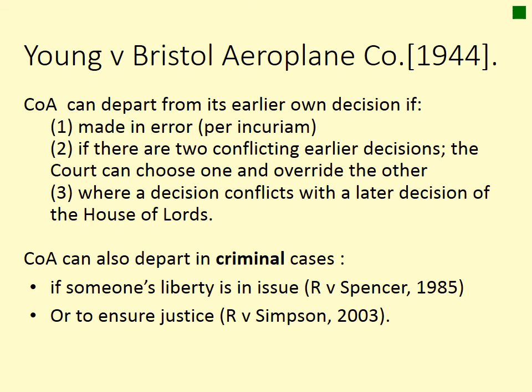The Court of Appeal has its own particular method of avoiding its own previous decision. It has less scope, however. The Court of Appeal can only avoid following its earlier decision if it was made in error, or if there are two conflicting earlier decisions of the Court of Appeal, in which case the court can choose which one to follow and override the other, or where the decision conflicts with a later decision of the House of Lords, the Supreme Court. The Court of Appeal can also depart in criminal cases if someone's liberty is an issue, as in R v Spencer, or to ensure justice, as in R v Simpson.